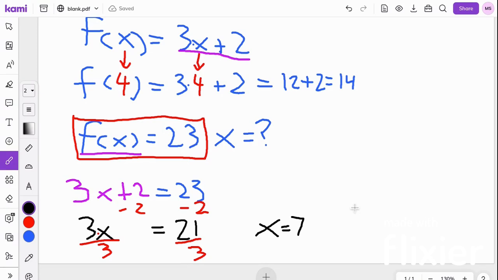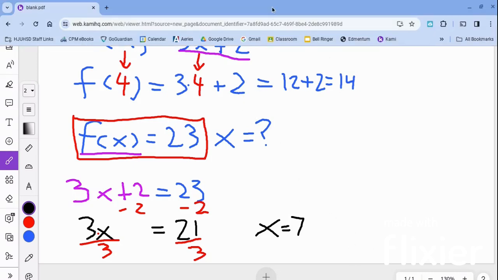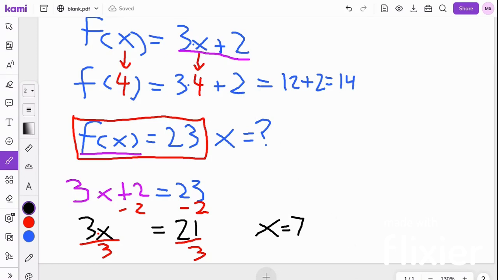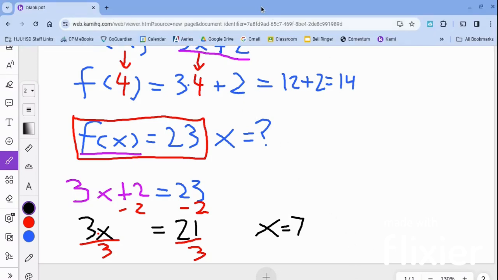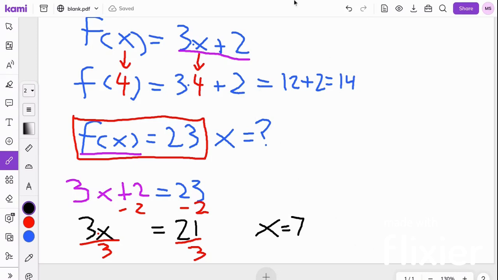And what did we learn here? Well, we learned that in order to find the input of a function given the output, you simply have to take that output and set it equal to the original function. And then you simply solve for x, and then you find the input value. And that's how you find the input value from the output value.